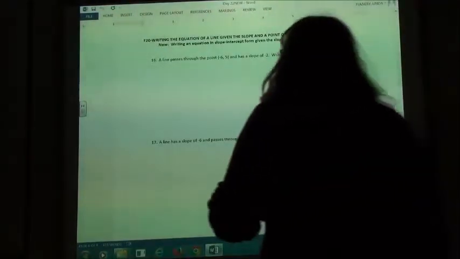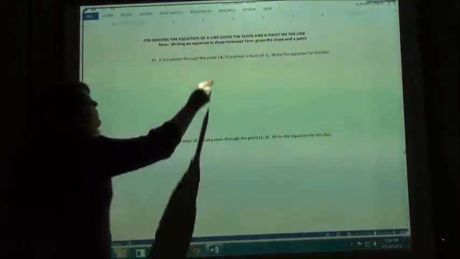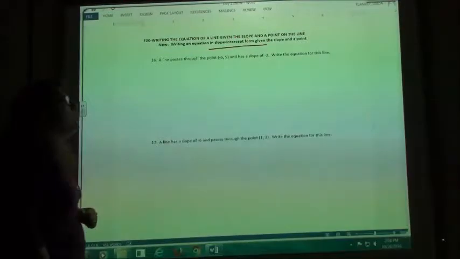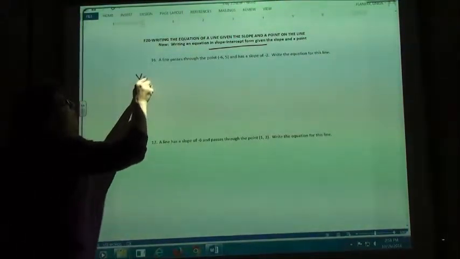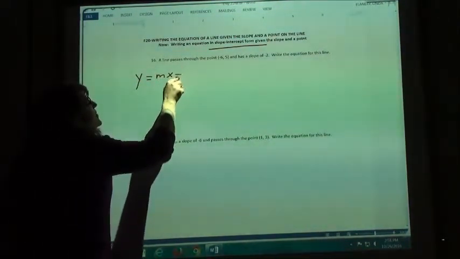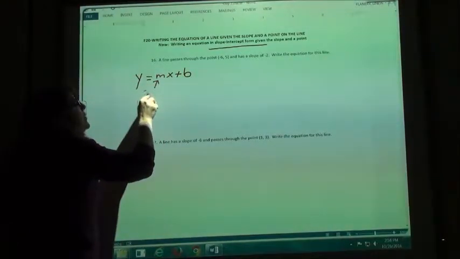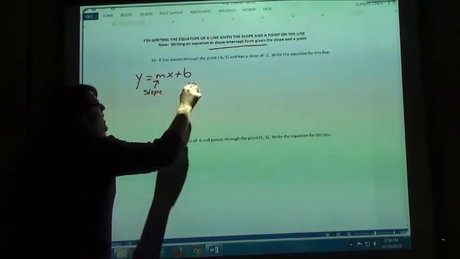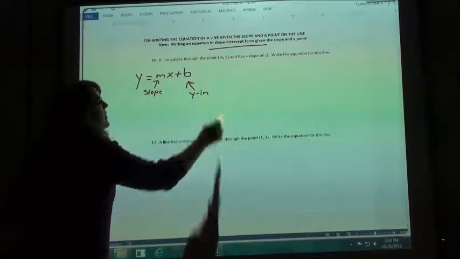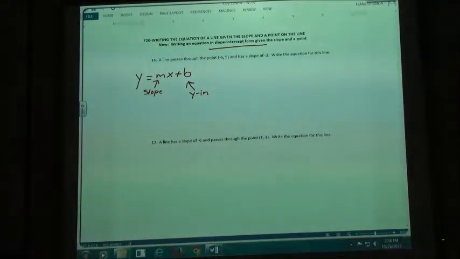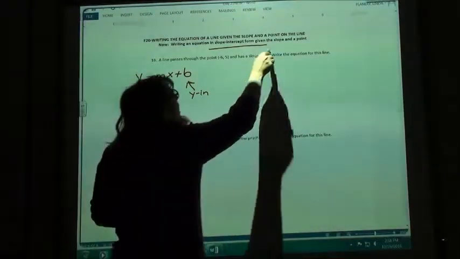16, 17, and 18, they are now going to have us write the equation for the line, and they're going to have us write it in slope-intercept form. So slope-intercept form was that y equals mx plus b, the m being the slope, and the b being the y-intercept. So we want to write the equation of the line that passes through the point negative 6, 5 and has a slope of negative 2.